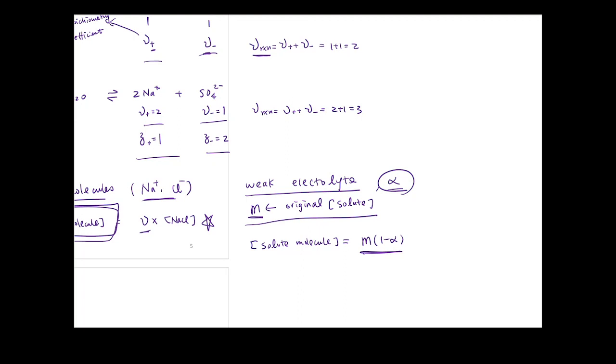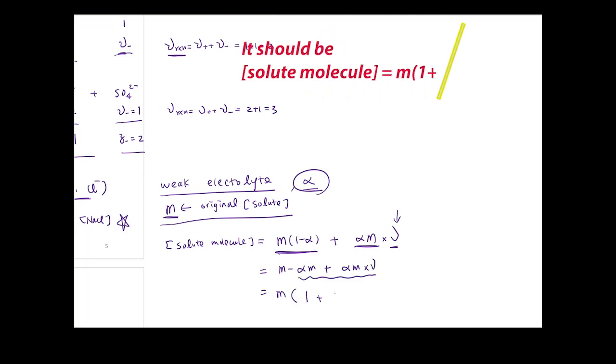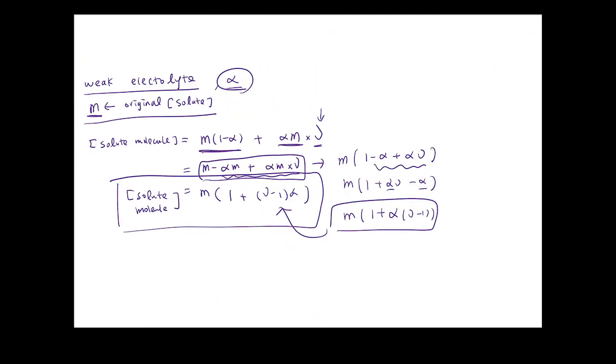And then the part that got dissociated is alpha M, and for the dissociated part, you consider your mu. If you put these things together, it will become M minus alpha M plus alpha M times your mu. If you pull out the M, it becomes M times 1 plus alpha times mu minus 1. So that will be your solute molecule concentration. And for the ideal solution, that's pretty much all the things you need to know.